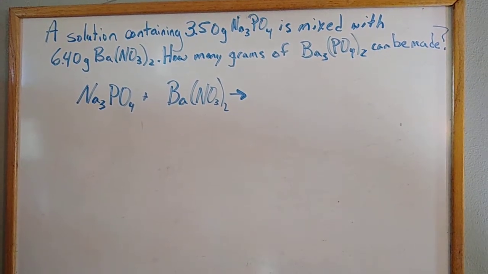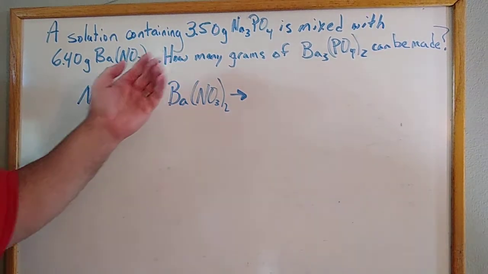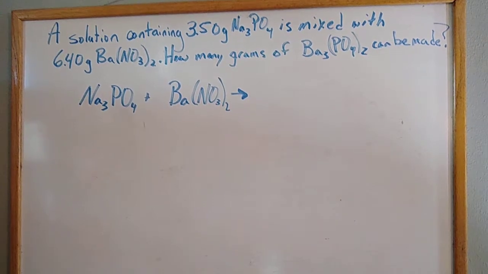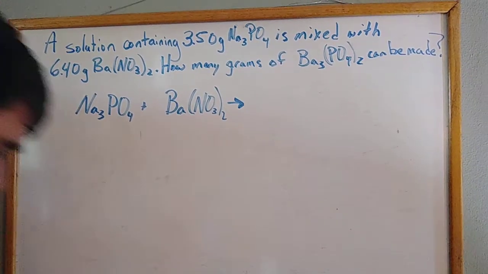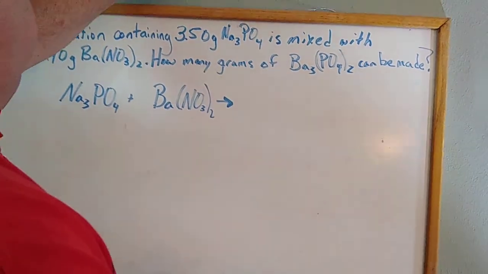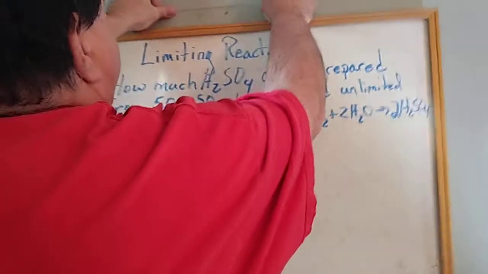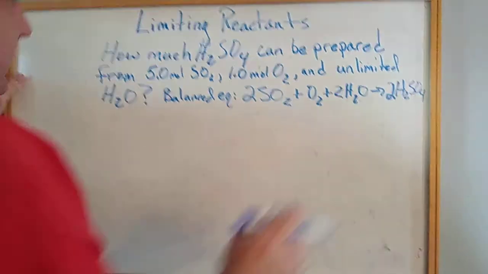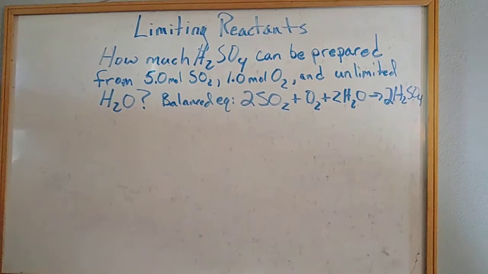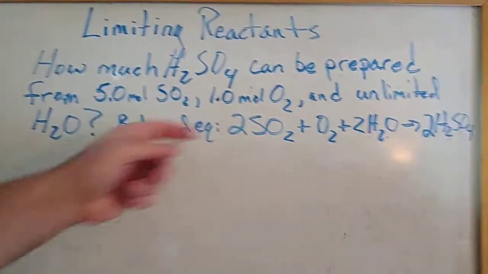So the first one that I did was how much sulfuric acid, let's get the right one up here. This is what we're going to start with. How much sulfuric acid can be prepared from 5 moles of sulfur dioxide, 1 mole of oxygen, and unlimited H2O.